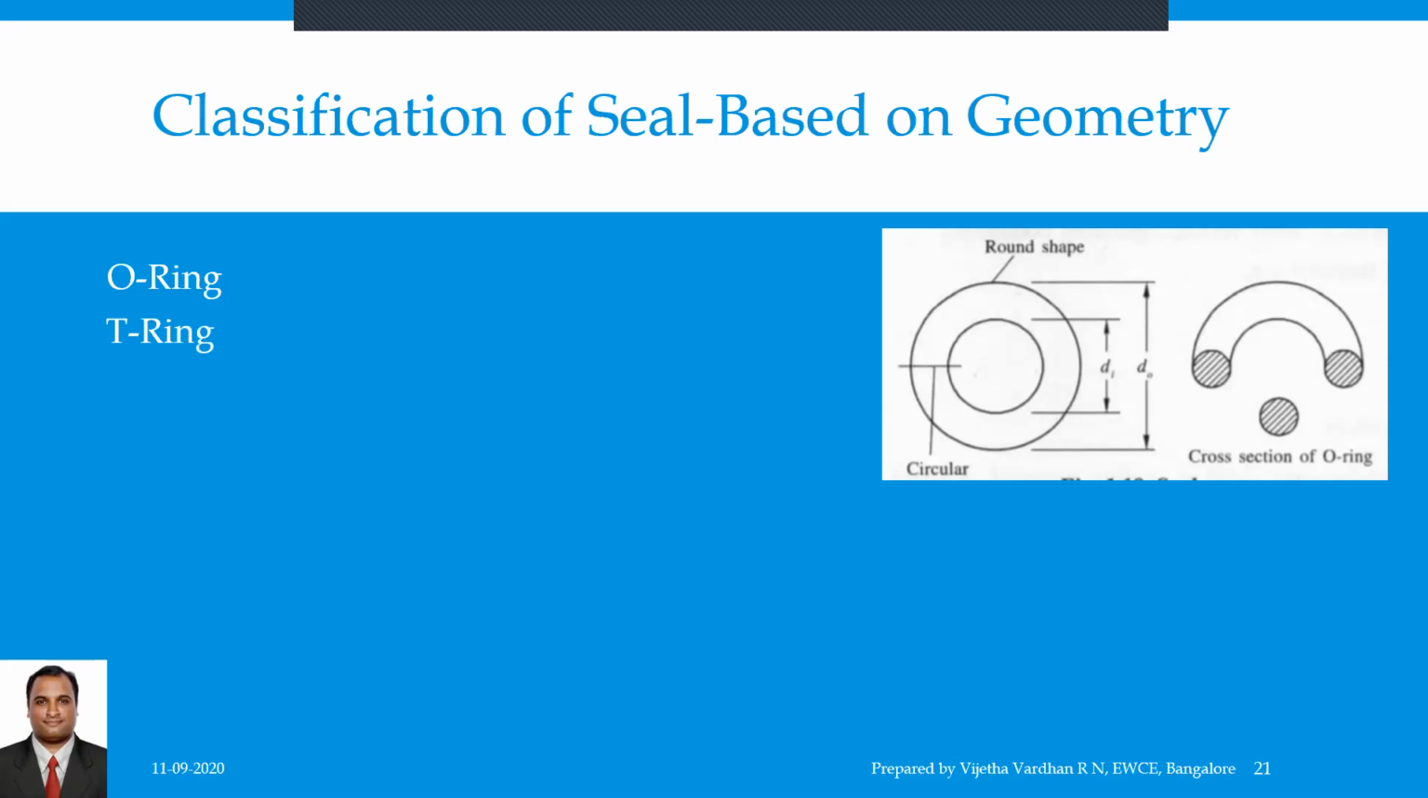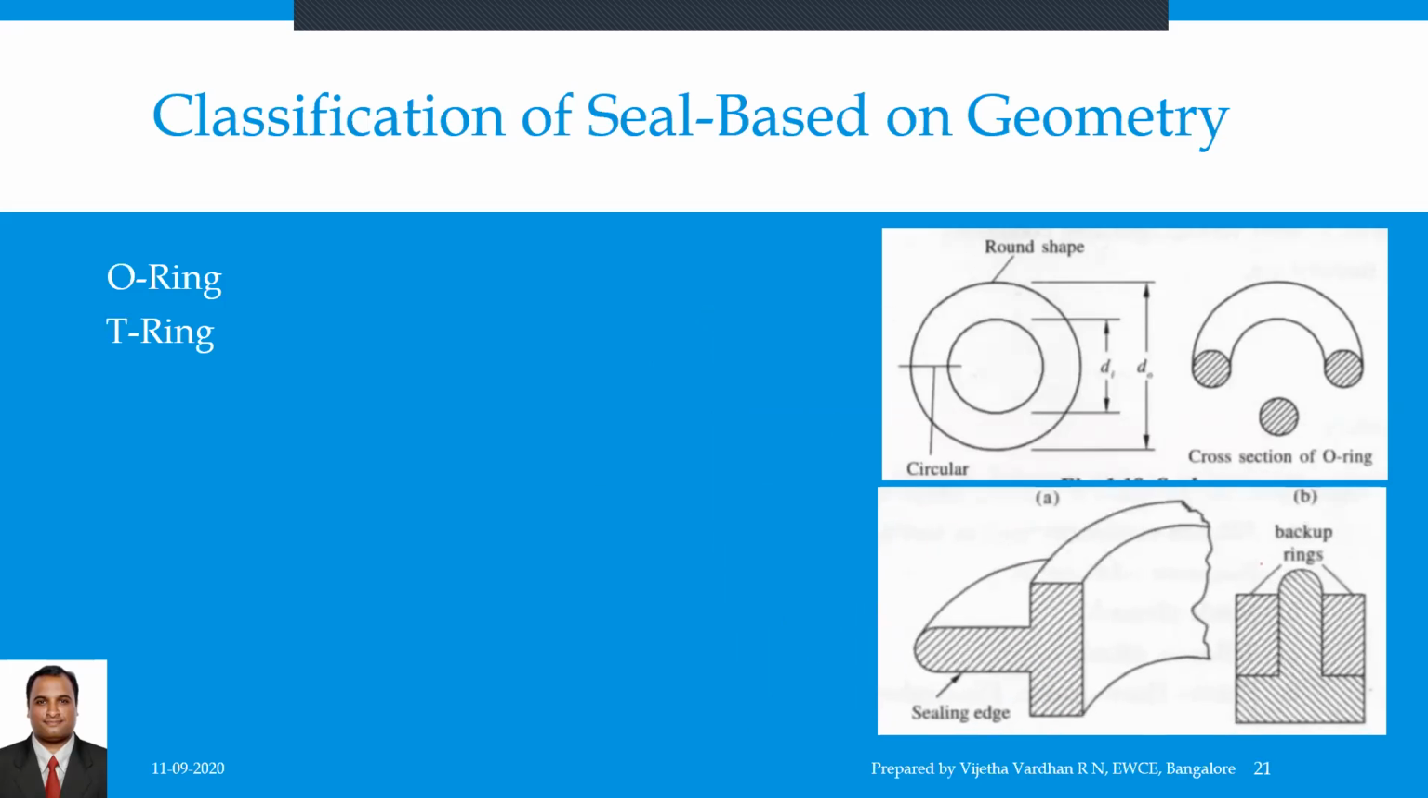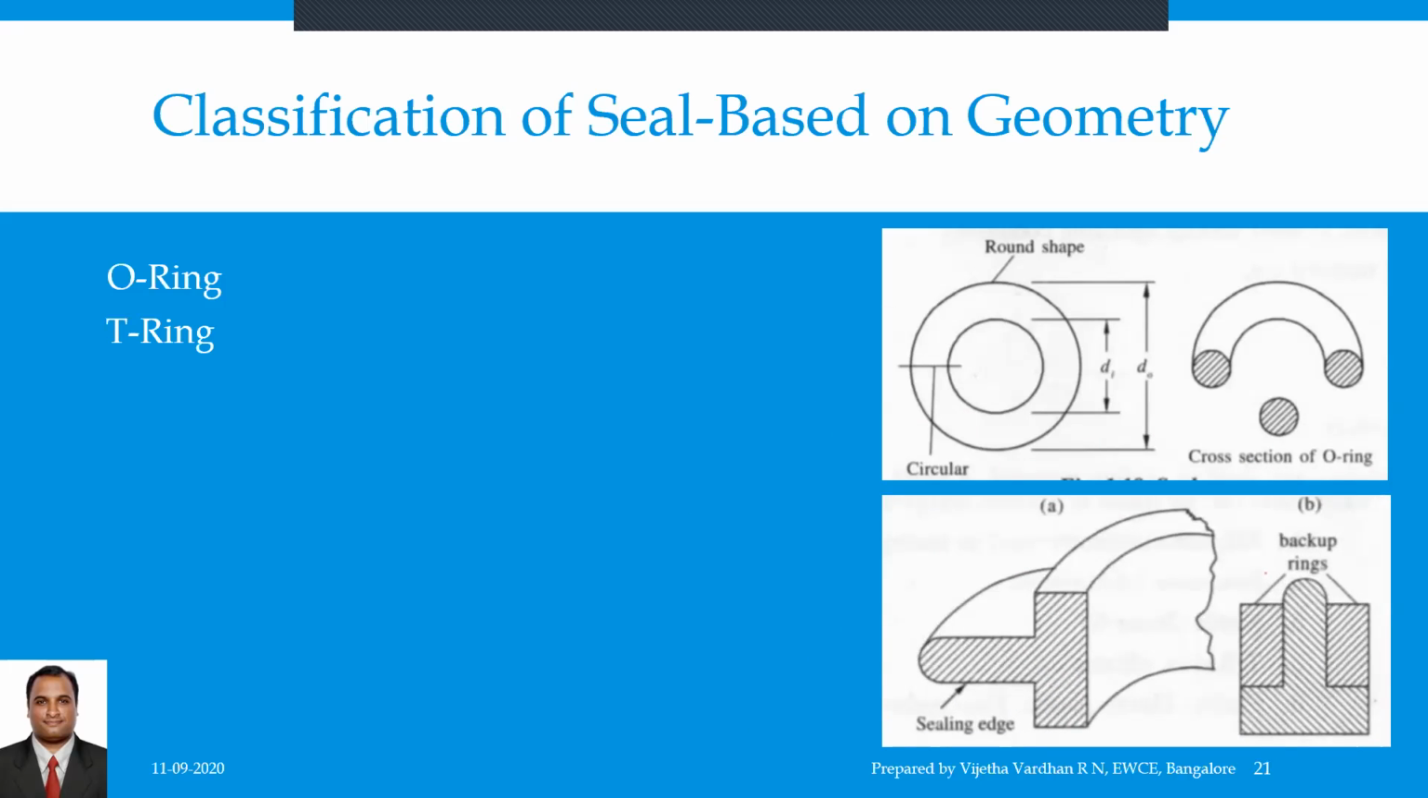Then coming to the T-seal. T-seal rings are dynamic seals extensively used to seal cylinder pistons, piston rods, and other reciprocating parts. It is constructed of synthetic rubber molded in the shape of a T cross-section and reinforced by backing up the rings on either side, as shown in the figure. The sealing edge is rounded and seals very much like an O-ring.